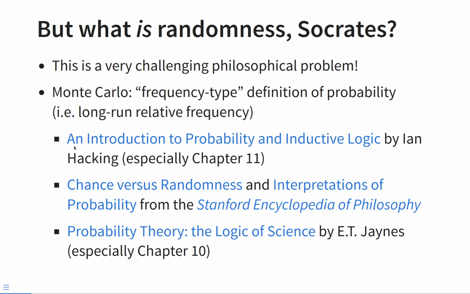The first question that we have to address is, what are we even talking about when we talk about carrying out a random experiment on a computer? It turns out that the question of what randomness is actually a very challenging philosophical problem, and it does not have a completely satisfactory solution. When we do a Monte Carlo simulation, we're going to be working with a frequency type definition of probability. In other words, we're going to be treating probability as the long-run relative frequency of events that would occur if you repeated something over and over forever. That is not the only interpretation of probability that's out there. It's going to work perfectly well for our purposes in a Monte Carlo simulation.